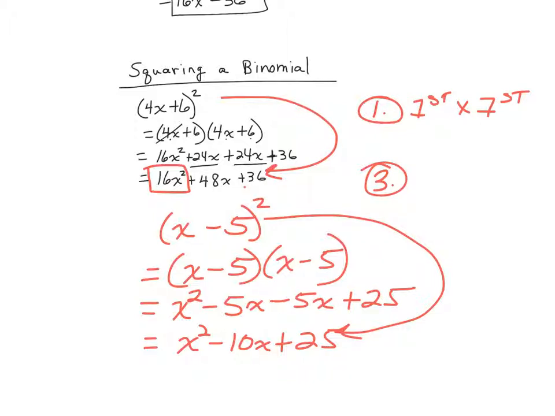So the question is, where's the 36 come from? 6 times 6. So we're going to take the second times the second.